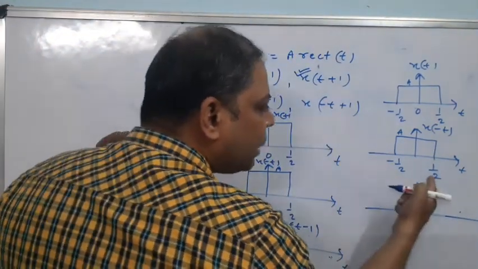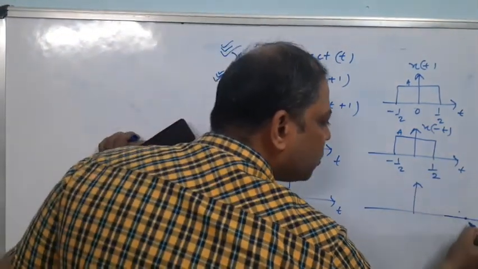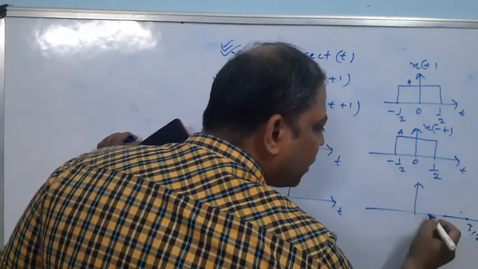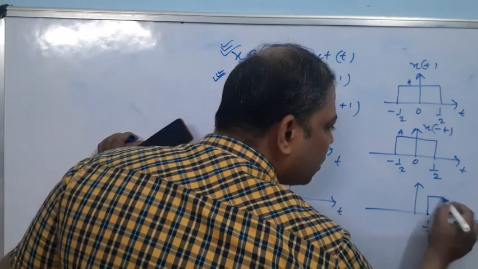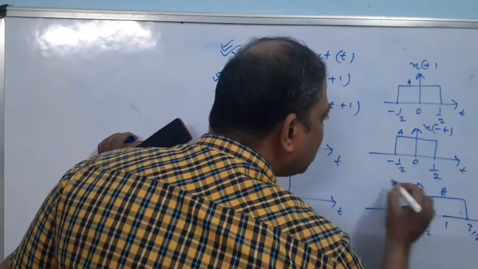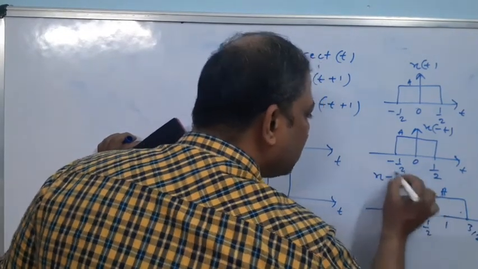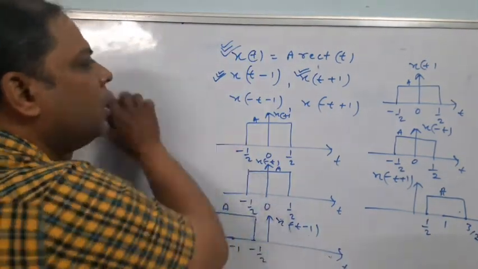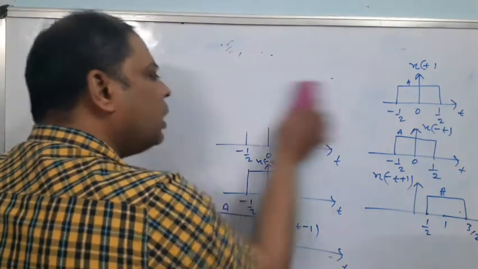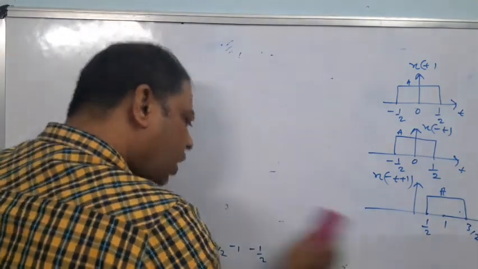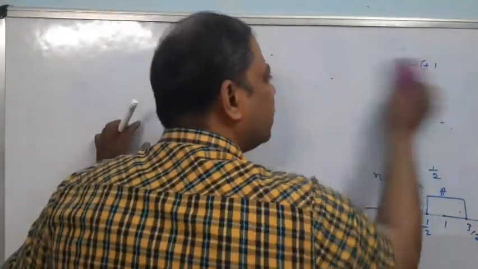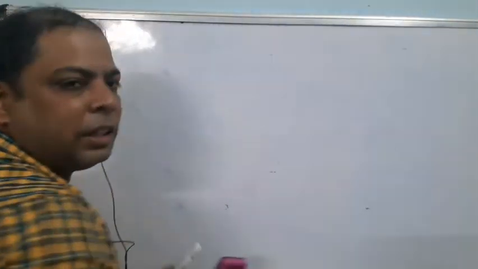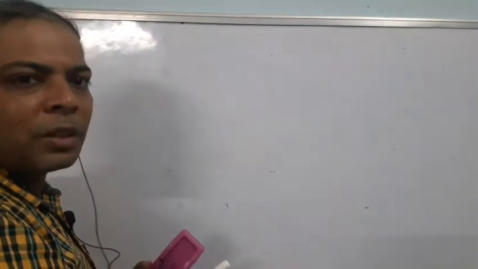So minus, that means 1 by 2 plus 1, 3 by 2. 0 plus 1, 1. Minus 1 by 2 plus 1, 1 by 2. The signal becomes this. This is your x of minus t plus 1. Understood? So whatever the sketch you have, whatever the question given to you, you can easily draw the shifted version of the signal, whatever the amount of shifting is given in the question. There is no problem. Understood?